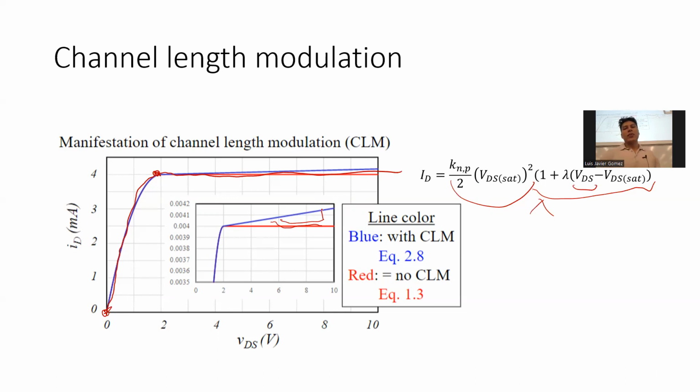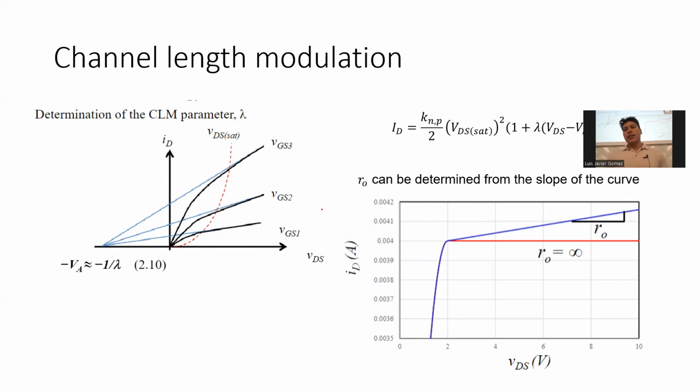So that's something that you need to consider. When RO is infinite, this thing is flat. When RO is finite, this thing is not flat. And the slope is not RO. It's actually 1/RO, because it's just lambda times ID. So that's something to keep in mind.